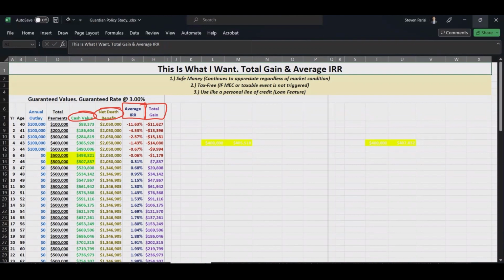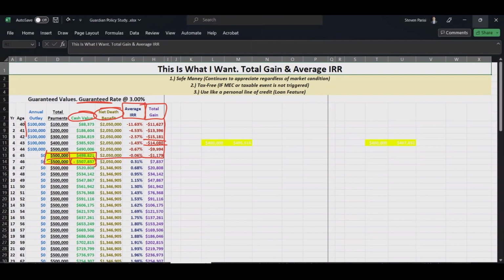Well, in the last example, again, based on the guarantees, when were we positive as far as the yearly cash value growth? Year 4 was the first year. Here, we're still in the red. And you'll notice that you're in the red until we hit the area that's highlighted in yellow. And the reason why is because when we hit the highlighted section, that represents our break-even point, when our cash value exceeds our total payments.